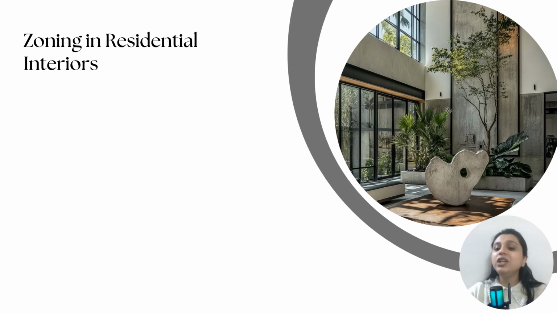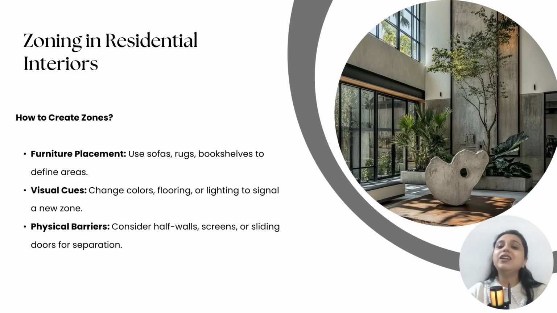After that, zoning in residential interiors. So how do we create zones? Zoning in residential interiors is very important for us to understand which space is going to be utilized for what function. So number one thing is your furniture placement, using sofas, rugs, bookshelves to define areas, or else yes, we have the traditional use of walls where we are creating, let's say this is a kitchen, this is a dining room, but in today's world we are also doing things like having a half wall or maybe having a breakfast counter which segregates the dining and the kitchen space. So this is the kind of furniture placement that you can do to create several zones.